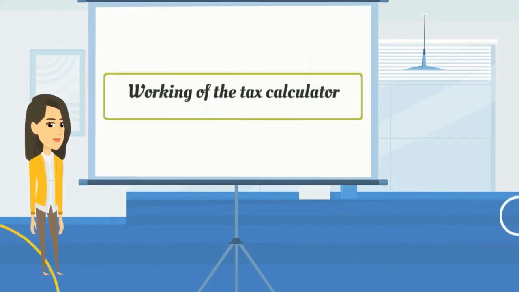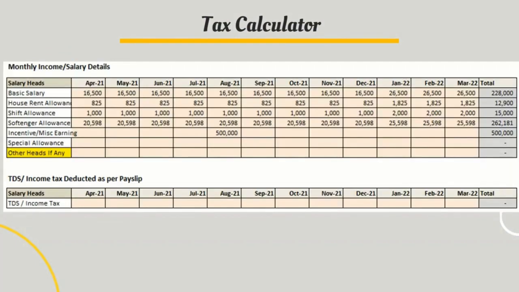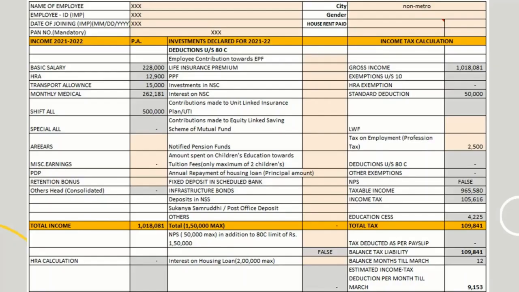Let us understand the working of the tax calculator with an example. This is our tax calculator. I have opened the tab Monthly Salary Details and filled up the salary details. Ensure to take care of your increment amounts. If your increments are due in the month of Jan, then add your incremented salary amount from the month of Jan till March. Now let us go to the tab Tax Calculation.